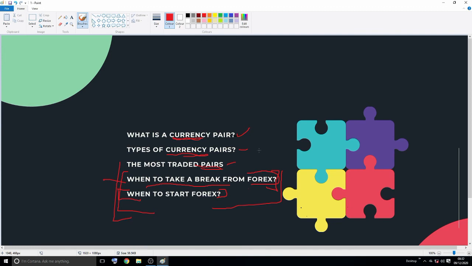So we've learned what is a currency pair, quotation of pairs, types of currencies. We have majors, we have crosses, we have the exotics. Most traded pairs, one of them was EUR/USD, USD/JPY. We talked about when to take a break from forex. We also talked about when to start forex. So I hope you benefit from this, and please be honest with yourself when you decide when to start forex or when to take a break from forex.